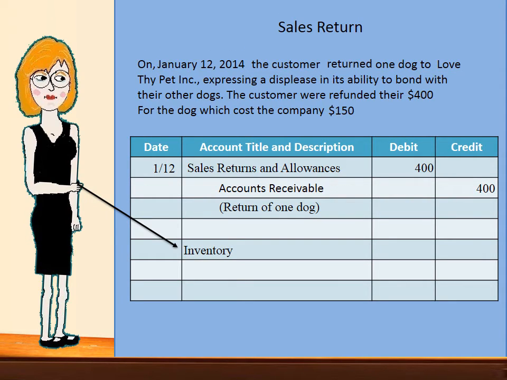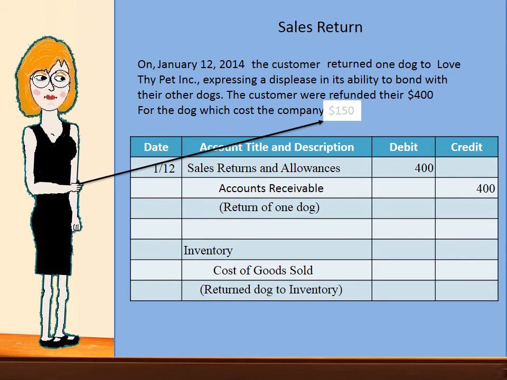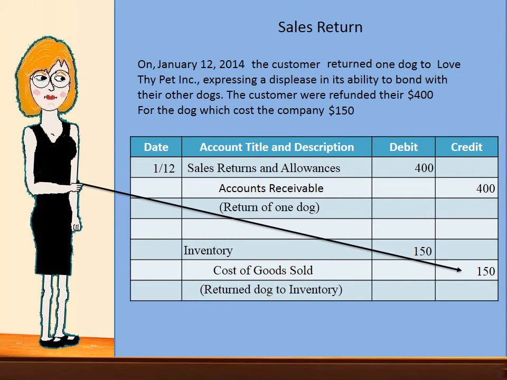We will then record the return of merchandise, so we'll increase our inventory and decrease our cost of goods sold. The explanation: return dog to inventory. The amount we paid was $150 for the one dog, so we will debit inventory, therefore increasing that, and credit cost of goods sold, which will then decrease our cost of goods sold. This is how to record the return of merchandise on account.